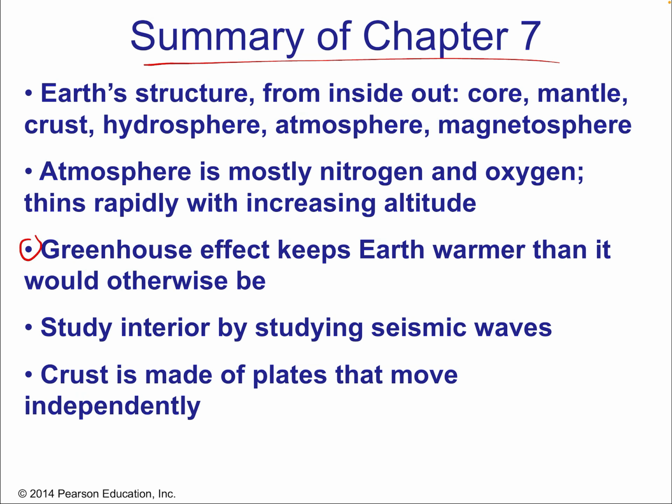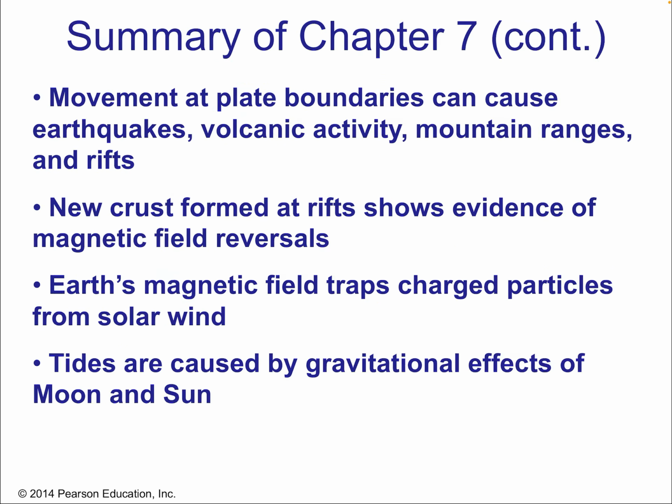The study of the interior of the planet is driven by measuring seismic waves. The crust is made of plates that move independently, known as plate tectonics. The movement at plate boundaries can cause earthquakes, volcanic activity, mountain ranges, and rifts. New crust forms at rifts and shows evidence of the magnetic field reversals. And Earth's magnetic field traps charged particles from the solar wind, which comes from the sun, also forming the northern and southern lights. And finally, tides are caused by the gravitational effects of the moon and the sun.